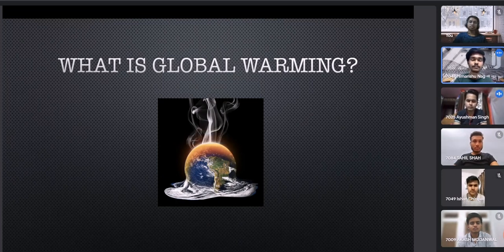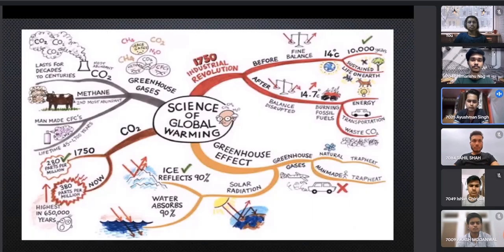So, as Himanshu said, global warming is caused by greenhouse gases. It is one of the aspects of climate change. From the pre-industrial period, human activities keep on increasing, which increases the globe's temperature. From the 19th century, the average temperature of the planet has increased by 0.8 degrees Celsius.